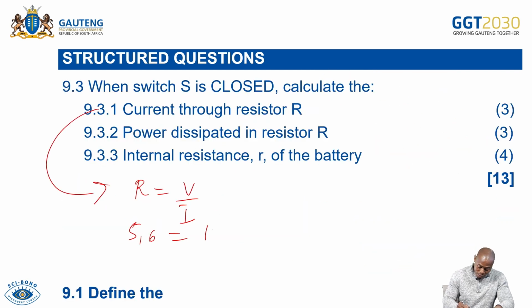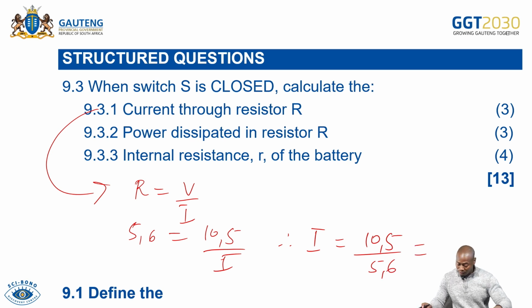So here is 10.5 divided by R. My I here will be 10.5 divided by 5.6, which is equal to 10.5 divided by 5.6, which is 1.875 amperes. The issue of units there is very, very important, learners.